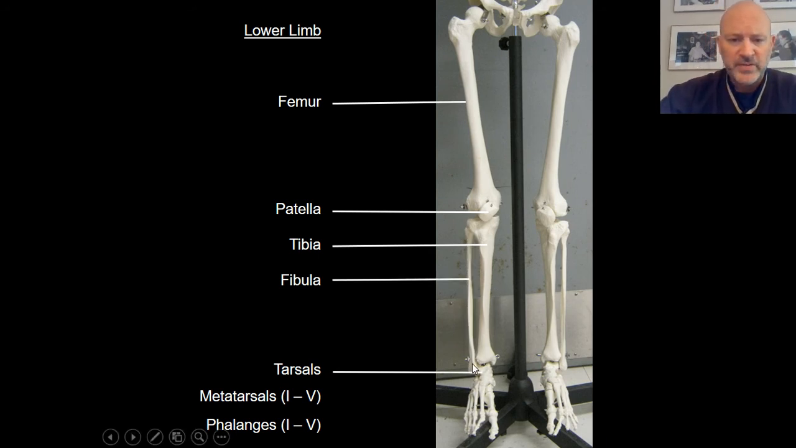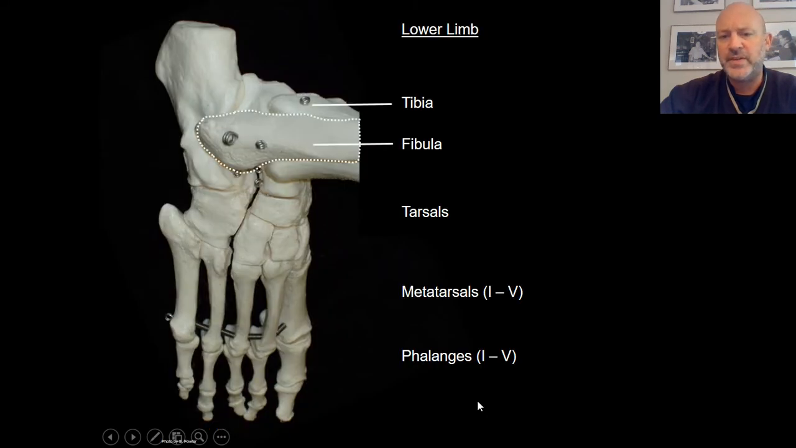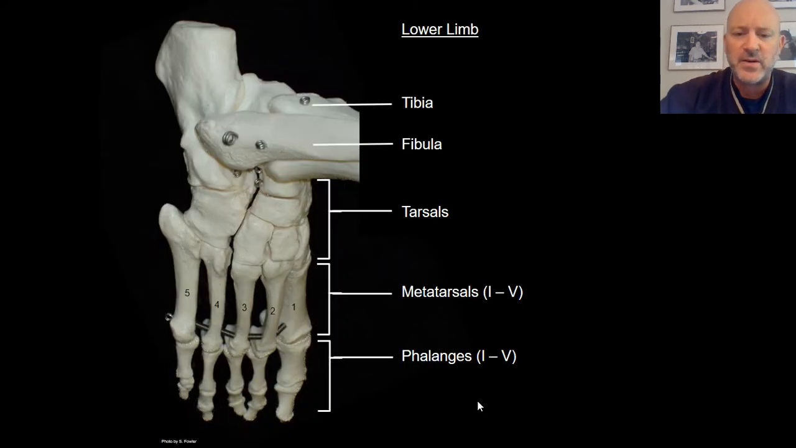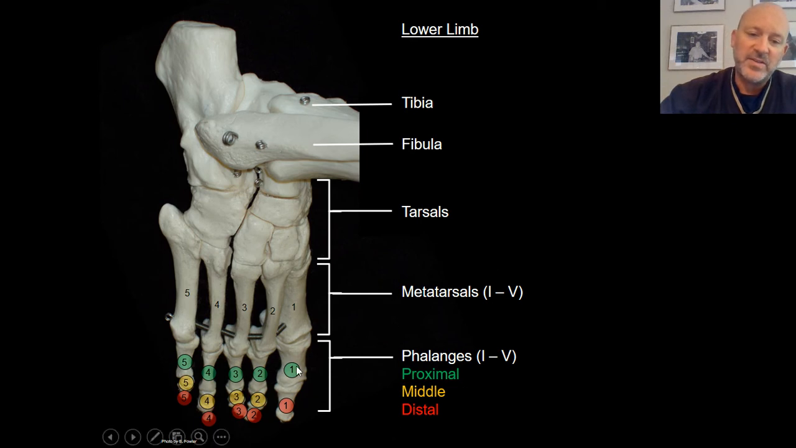In the ankles, we have tarsals, and then in the feet, metatarsals and phalanges. The rules for the phalanges are the same in the feet as they are in the fingers. Proximal, distal, middle. Again, the big toe doesn't have the middle one, just like the thumb. So in the toes, we have 14 phalanges too, just like in the hand.